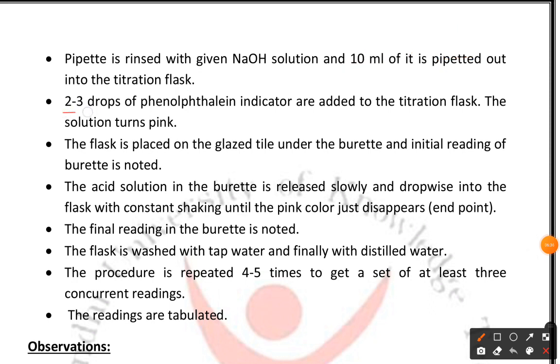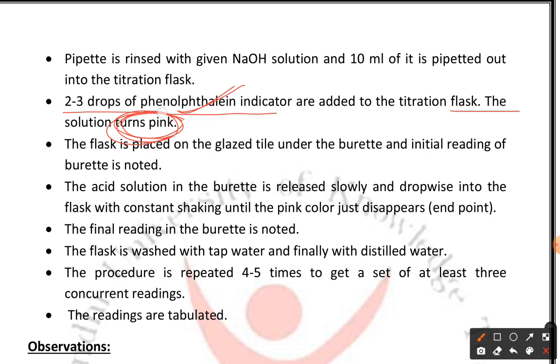Then you add 2 to 3 drops of phenolphthalein indicator. Here the solution turns pink. Why does it turn pink? Because phenolphthalein indicator in basic medium is pink, which indicates that the solution is basic in nature. For your information, what happens if you take HCl, I will discuss that.